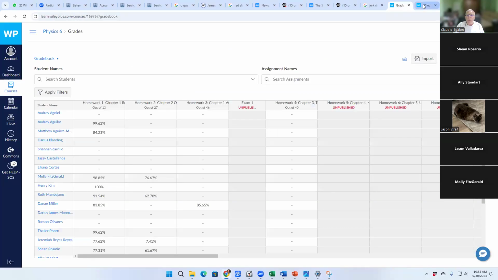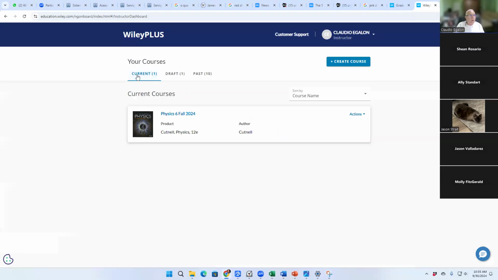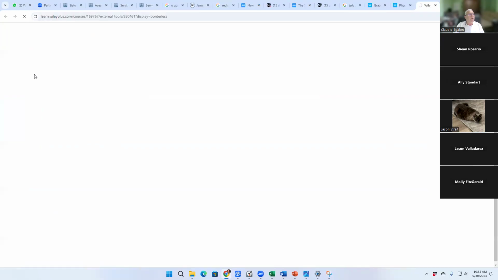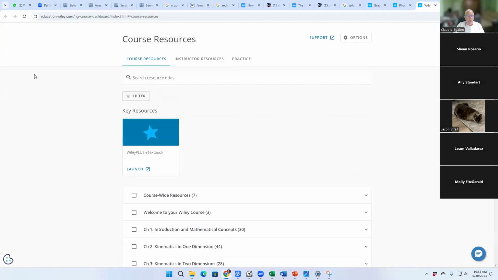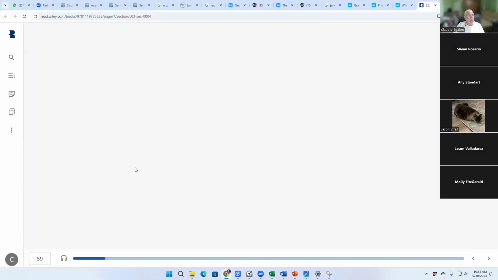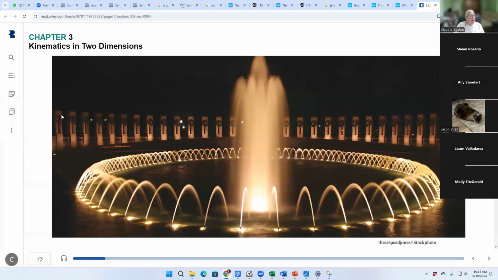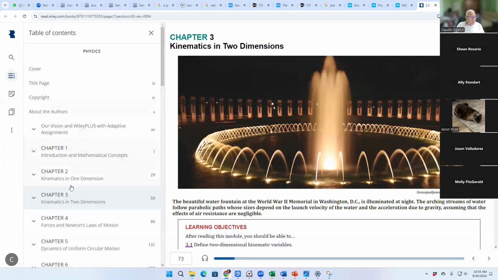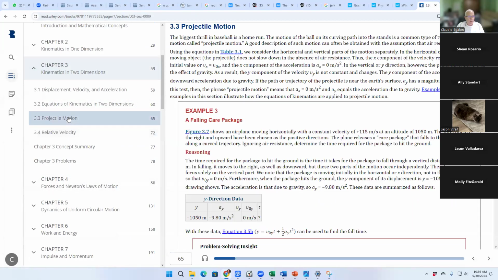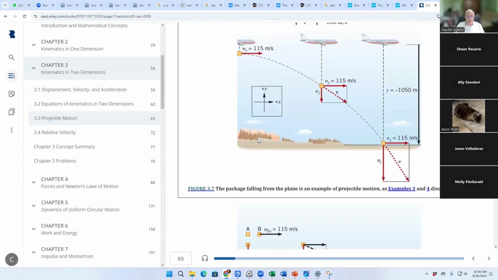Oh, it looks like I have it here. Okay, not this one. This one I want. Wiley course resources. Launch. We are doing kinematics in 1 dimension: displacement, velocity, and acceleration, equations of kinematics in 2 dimensions, projectile motion, right? That's what we have here.